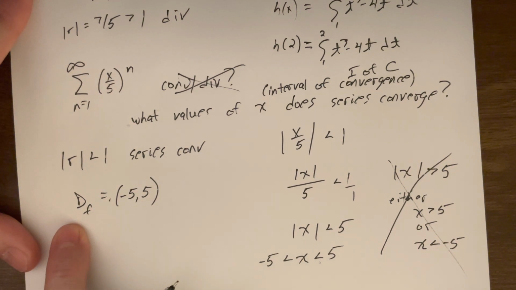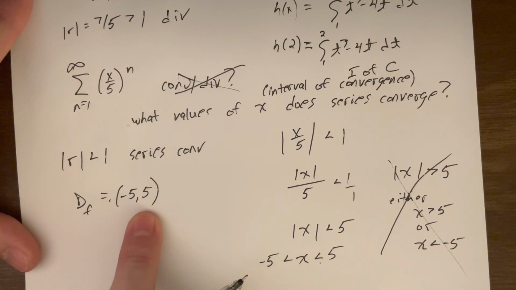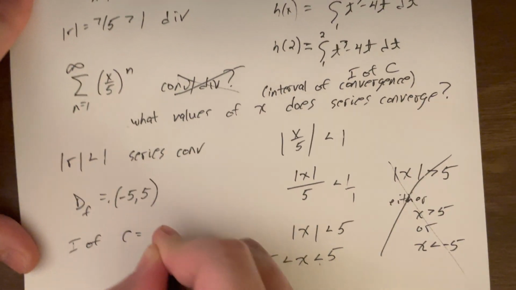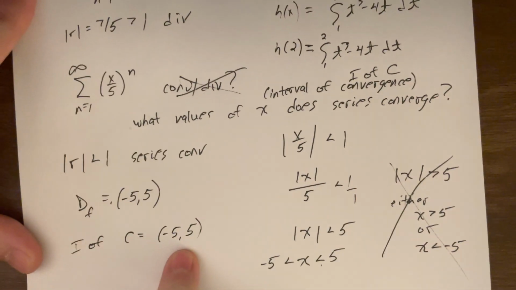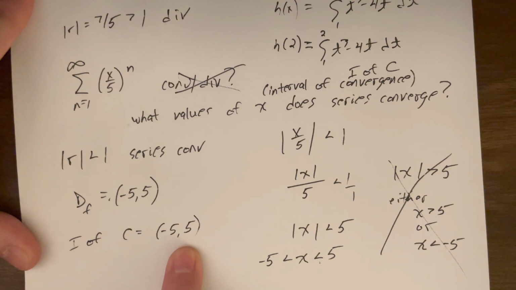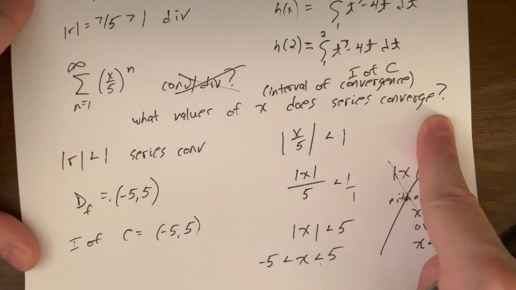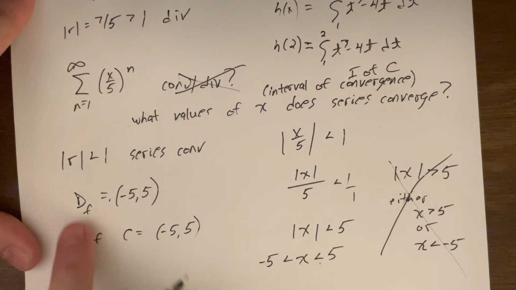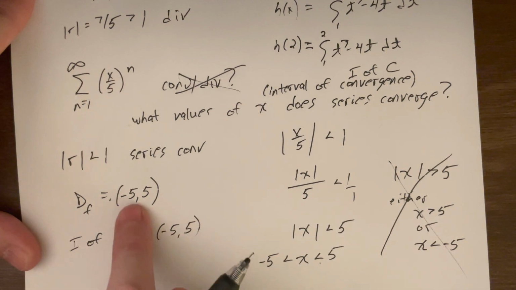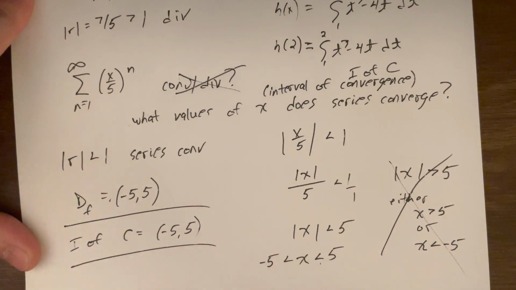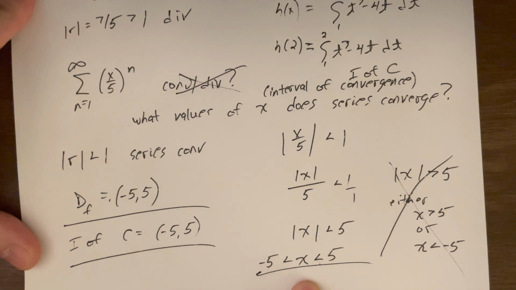If you ask the domain, you could write domain notation like this. If you're asked the I of C, the interval of convergence, same answer, and you could write it in the exact same way. If they just said for what values of x does the series converge, well, then you don't have these formal terms, but you still would have this interval as your answer. So no matter what way you look at it, our answer is -5 to 5.